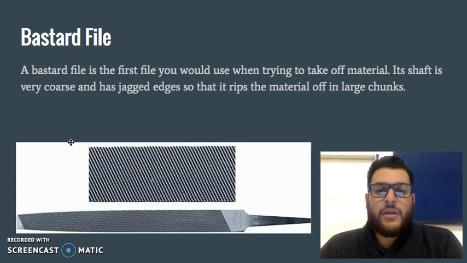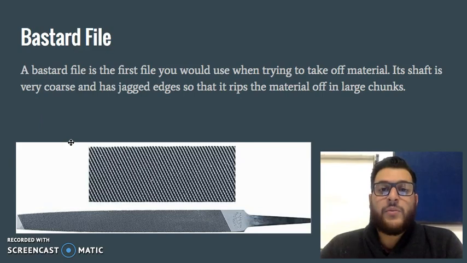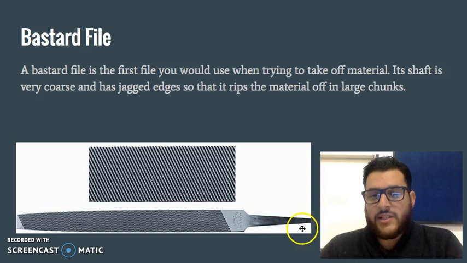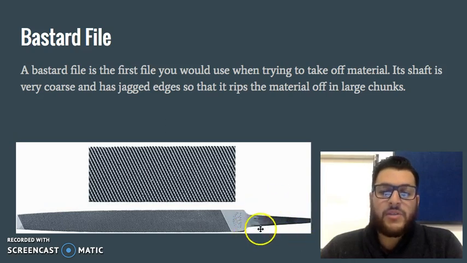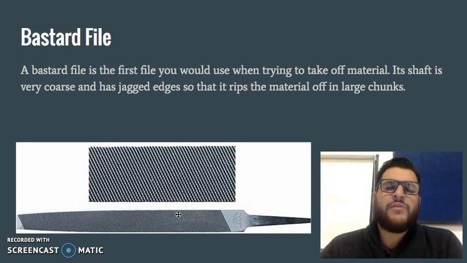The bastard file is the file that you would use first when trying to take off your material. Its shaft is very coarse and has jagged edges so that it rips the material off in large chunks. As you can see, it's really coarse. It's going to take off lots of material as you use it. And this section here is the tang that I spoke about earlier. The tang is where you fit the plastic or wooden handle to make it easier for you to grab onto. But as you can see, this file has really coarse teeth, and you would only use it when you need to take off a large amount of material at once.